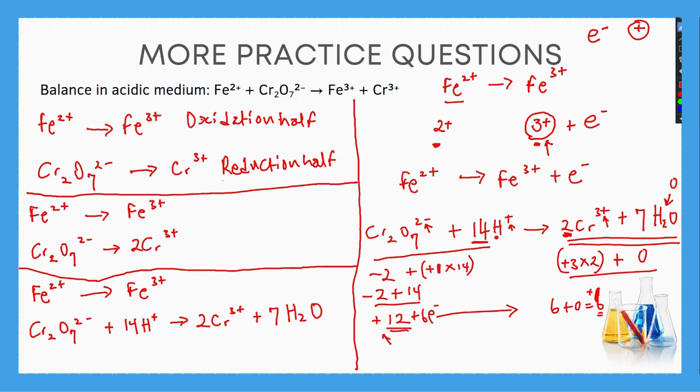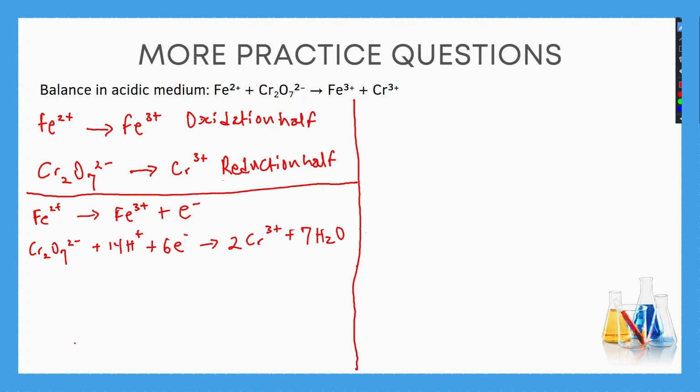So therefore, the equation now becomes Cr2O7 2- plus 14H+ plus 6e-, giving us 2Cr3+ plus 7H2O. I'm sure you saw how that was done. Now that we have added electrons to balance the charges, the next thing to do is to make sure that the electrons in both half reactions are equal by multiplying by an appropriate coefficient. So let's see how that can be done very quickly.